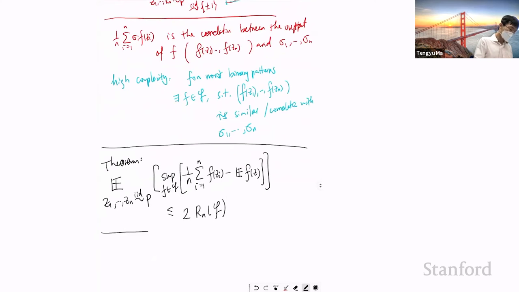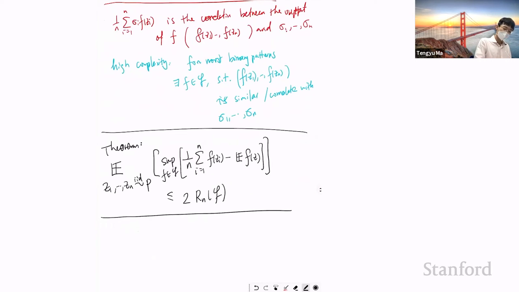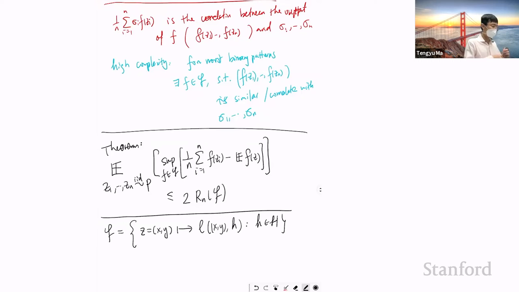To appreciate what the theorem is really doing, it's time to say what kind of F we care about. So far F is an abstract thing, but now let's instantiate it. Suppose you take F, the capital F, to be the family of functions that maps z, which is a pair of x and y, the input and output, to the loss of (x, y) on the hypothesis h, for any h in the hypothesis class. So basically, this is the family of losses.